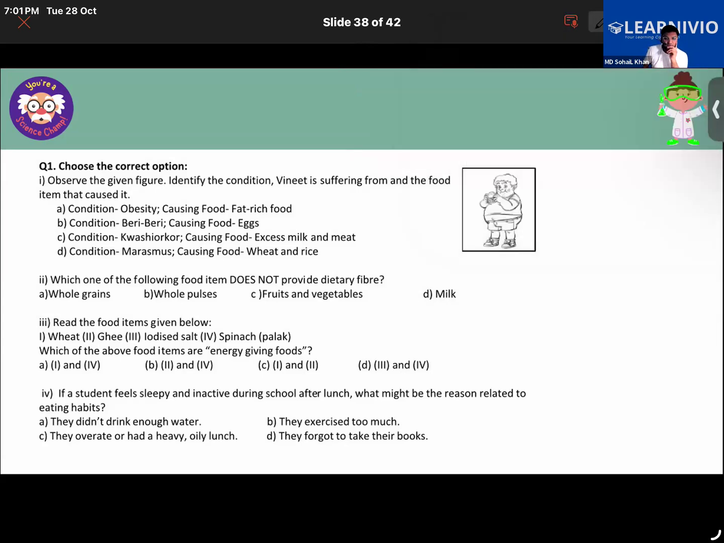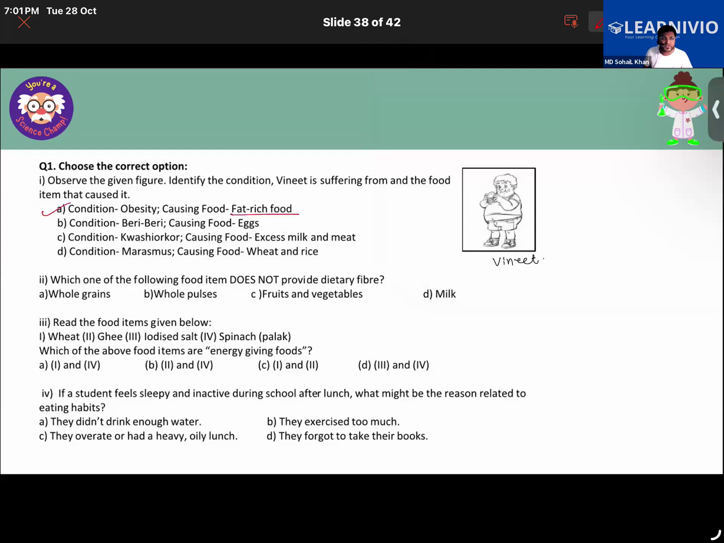All right, let's do these questions now. So observe the given figure. Identify the condition Vineet is suffering from and the food item that caused it. This is Vineet. What condition is he likely suffering from? Obesity. Very good. So the causing food is fat-rich food.